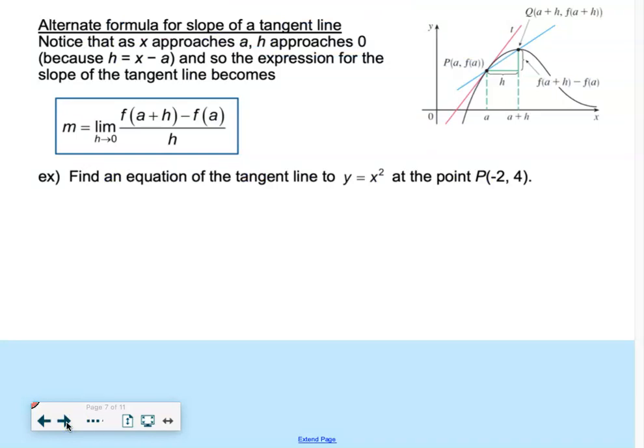So we're going to learn an alternate definition. This might look a little bit familiar. It's shown up in your homework. And this actually gives you the exact same thing as what we've been doing so far. So take a moment and write down, this is also slope of the tangent. Same thing. It's just a different formula.